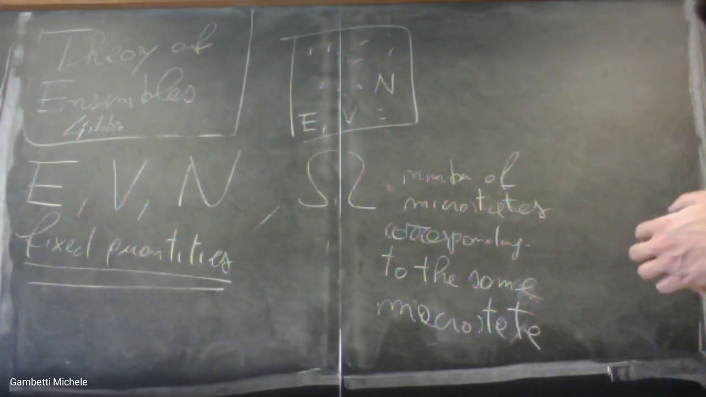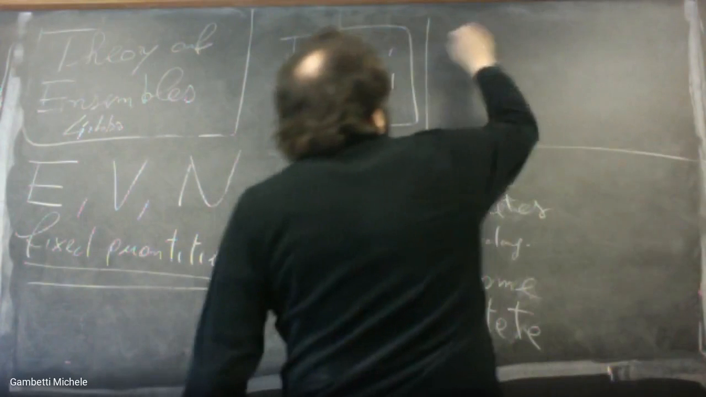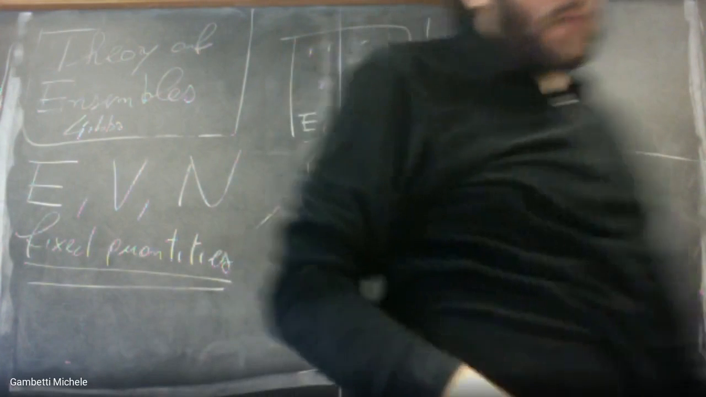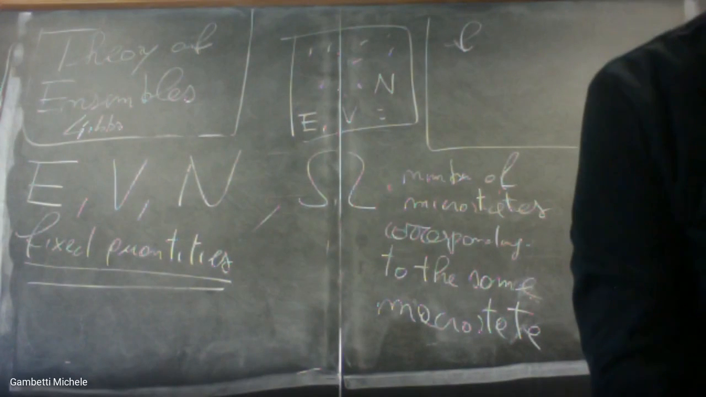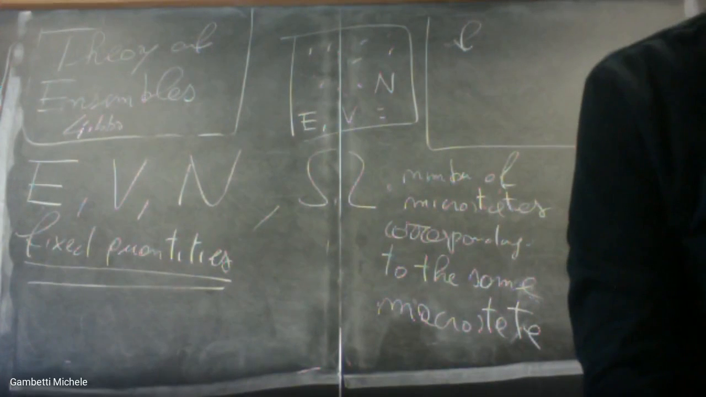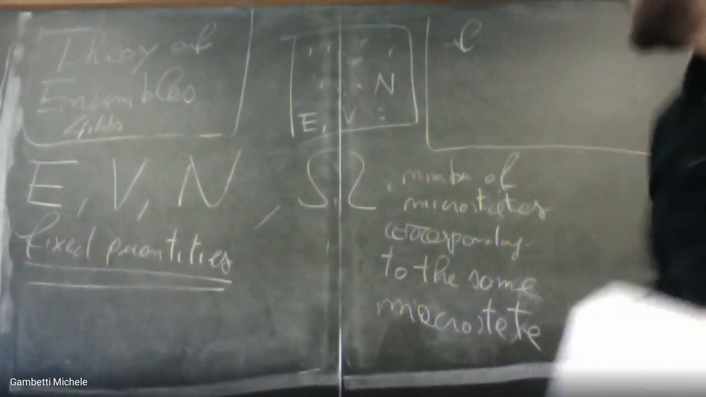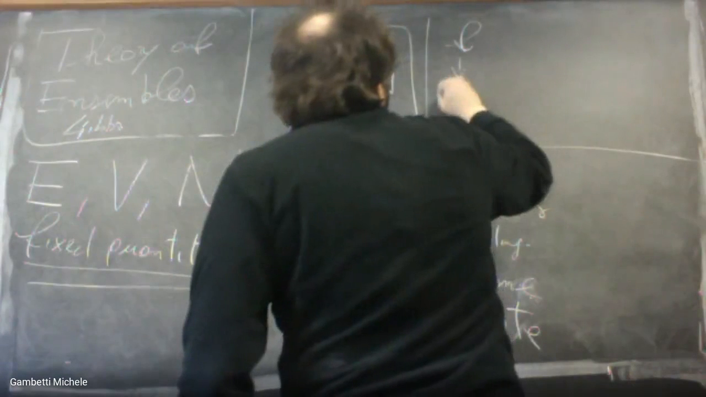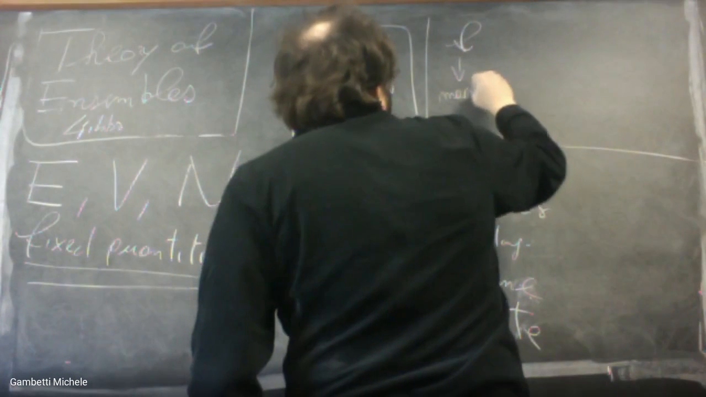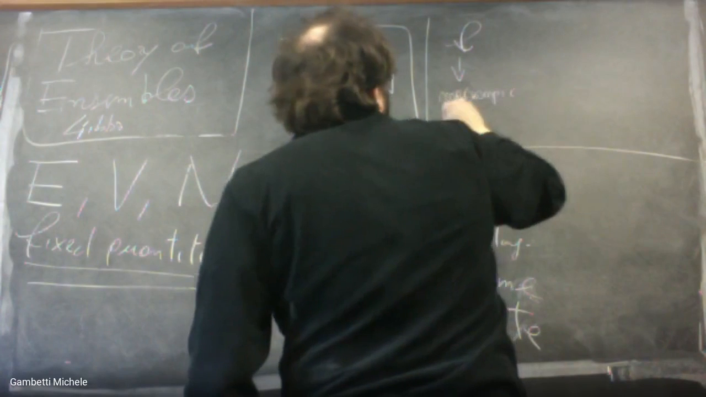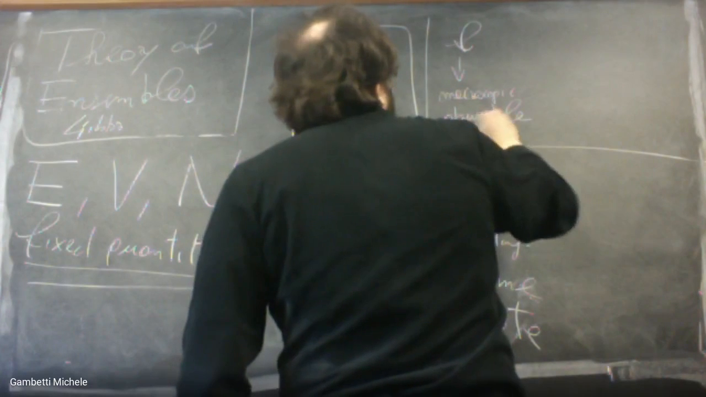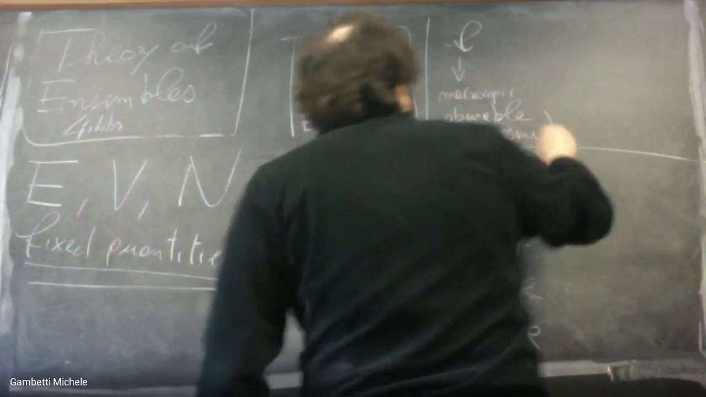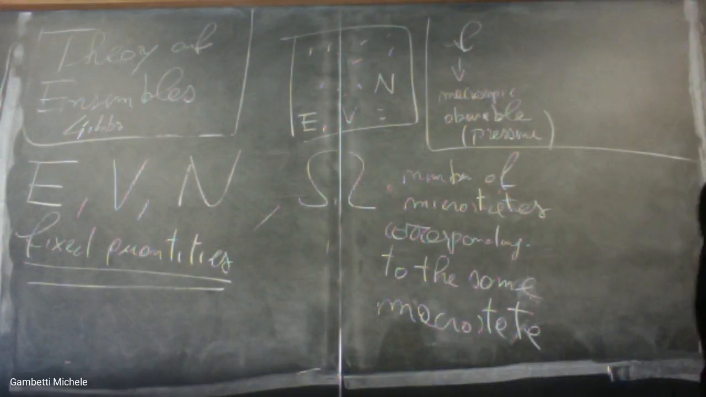The idea is the following: suppose that I have F, which is a certain macroscopic quantity. Suppose that F is a kind of macroscopic observable. For instance, it could be the pressure if you want. I want to measure the pressure of the system.